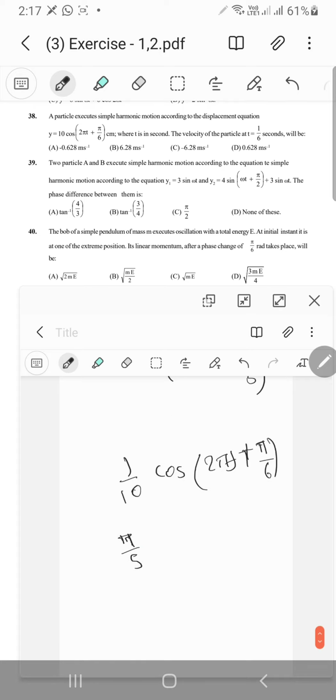Why did I put cosine? Well, whatever. Minus pi by 5 sine of 2 pi t plus pi by 6.